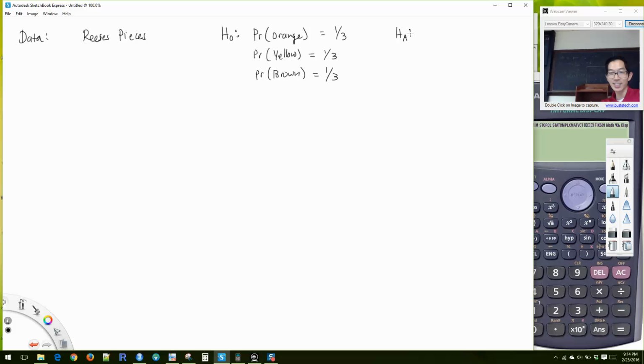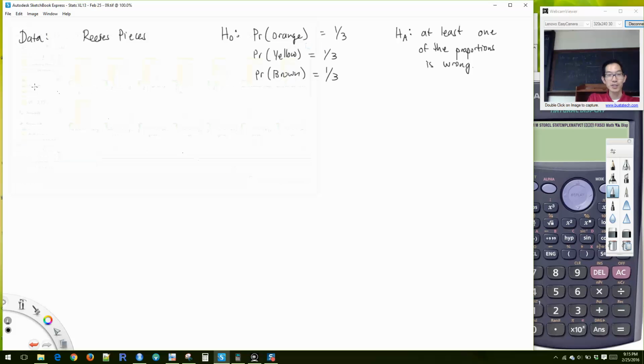No, we can't do that. Our alternative has to be at least one of these proportions is wrong. So only when you have 2 categories can you say one has too many. If you wanted to do there's too many browns as the alternative, you have to dichotomize your data into non-brown candies and brown candies. You can't have orange, yellow, and brown and say there's too many brown candies. So the alternative would be at least one of the proportions is wrong.